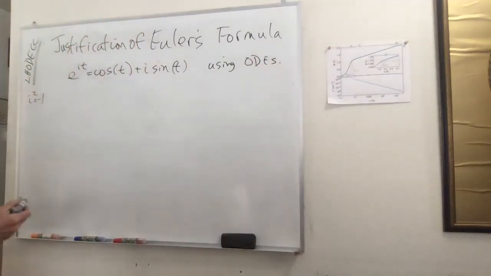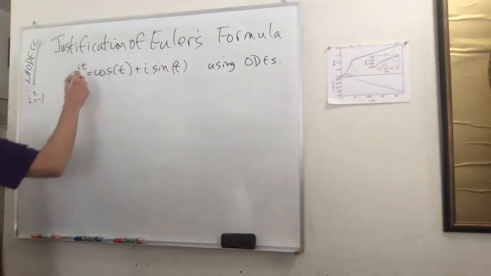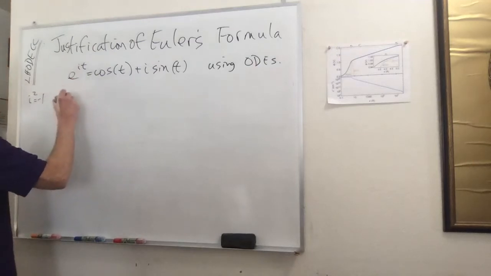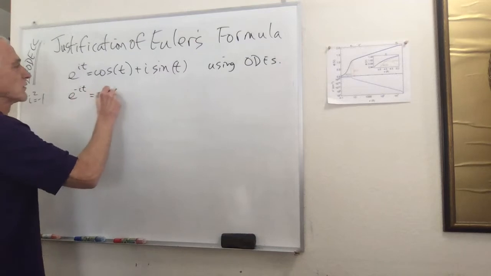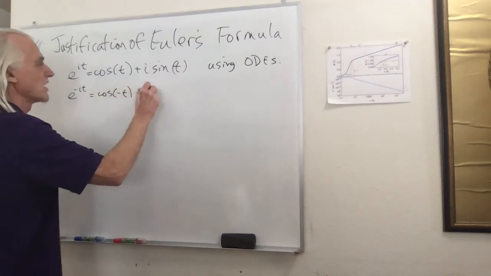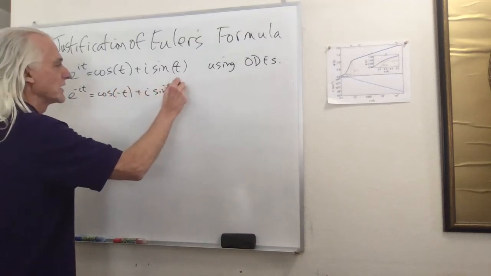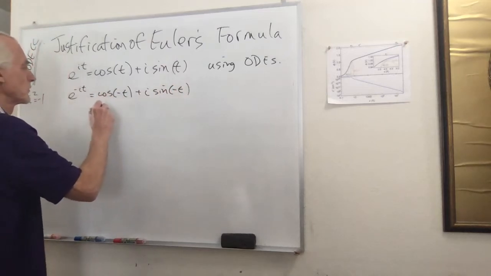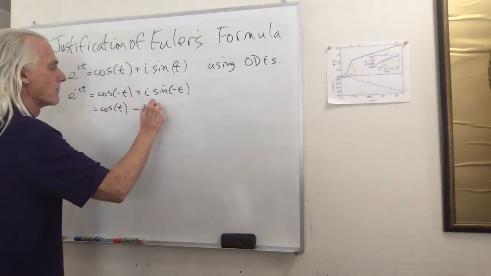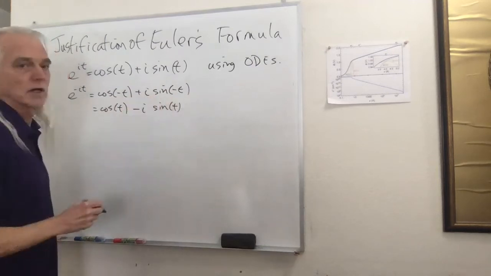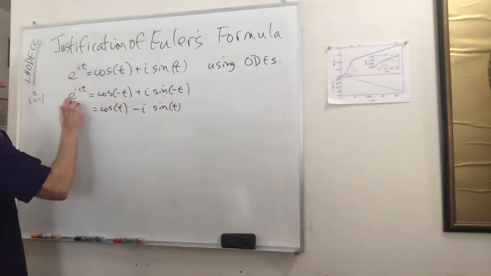First thing I want to do is do an equivalent of this. If I do e to the minus it, this is going to be cos of -t plus i sine of -t. The cos is even, and sine is odd. So that's what e to the minus it is.